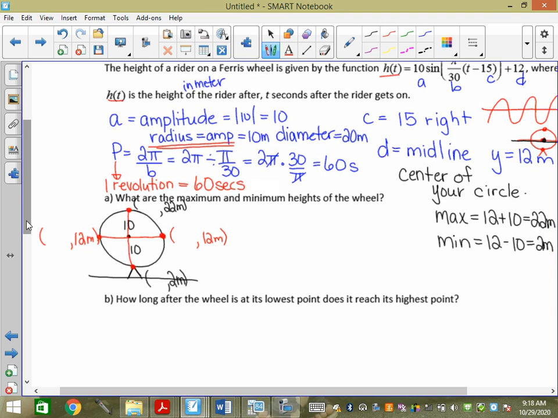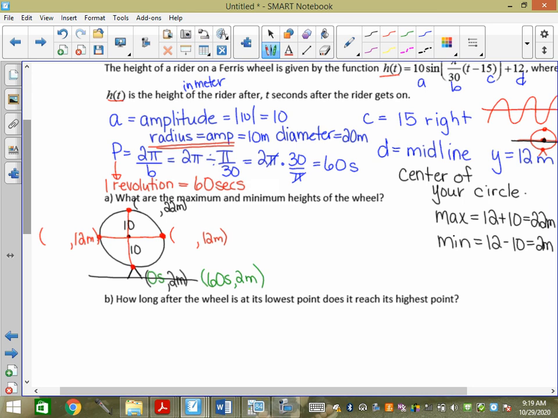Now we can actually sketch this out, but we need points, right? We have y's, we don't have x's, do we? So we know that we're going to start at 0 seconds is what the Ferris wheel is going to start at. And what does it end at? How long does it take to go around? 60. So I have 2 of them. 2 of 5 points.